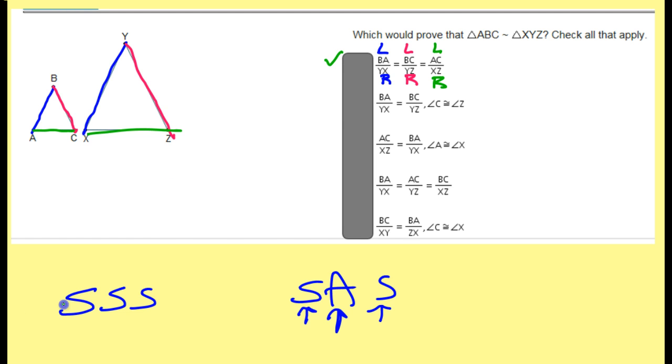All right, that's side-side-side similarity. 3 pairs of corresponding sides making the same ratio. All right, so the first one is good.